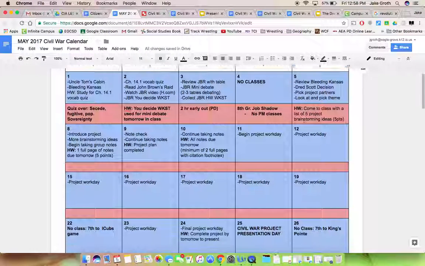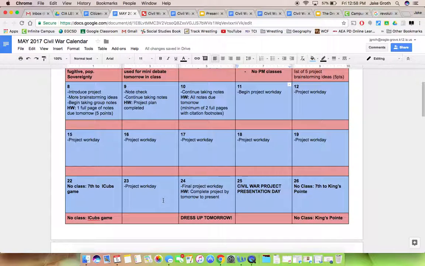So from here on out, these are all going to be work days for notes. You get 3 days. Your notes are due on the 11th, and you start your project. You get 1, 2, 3, 4, 5, 6, 7, 8, 9 days to work on your project, full days, no notes. And then the 25th, for right now, is where your Civil War project will be presented. So please make sure that you dress up on this day. Again, the 25th of May. So keep that in mind.